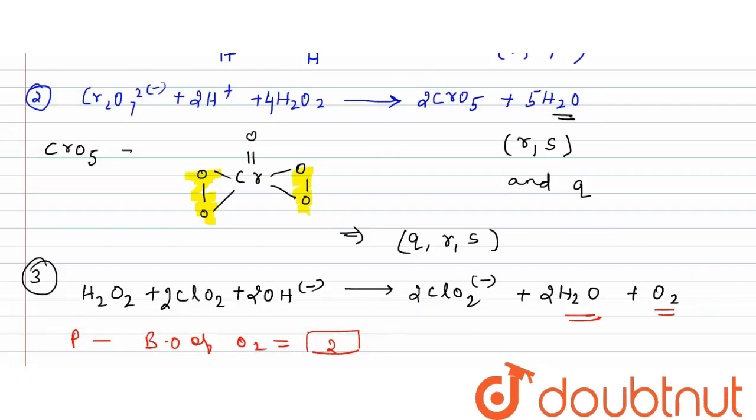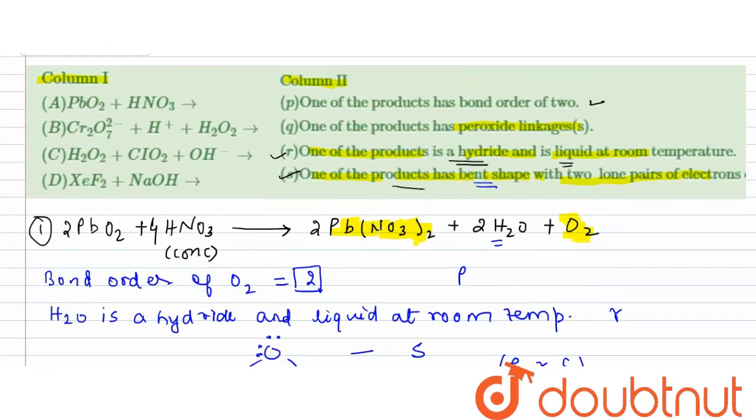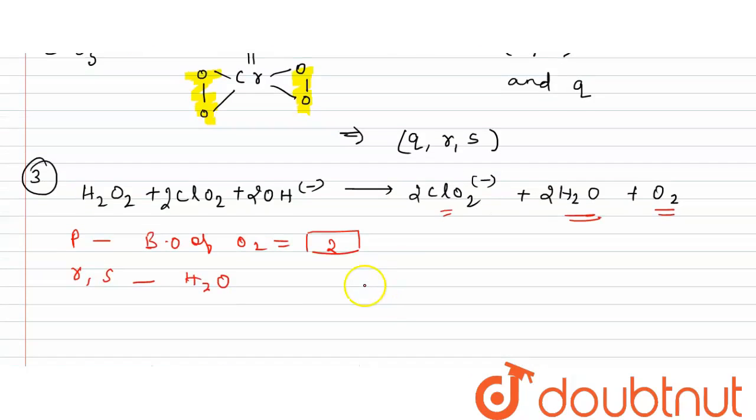Now H2O, if H2O is released, then you have R and S for H2O, that is the liquid hydride, liquid at room temperature and bent shape with 2 lone pairs of electrons. So P, R and S is true here. Now let's see about ClO2 minus. So what was given? Product has peroxide linkage? No, there is no peroxide linkages. So finally you will write what is the answer for this question. You have P, you have R, you have S, right?